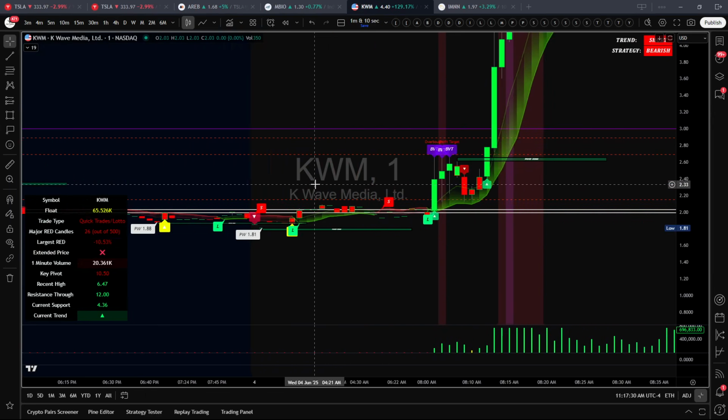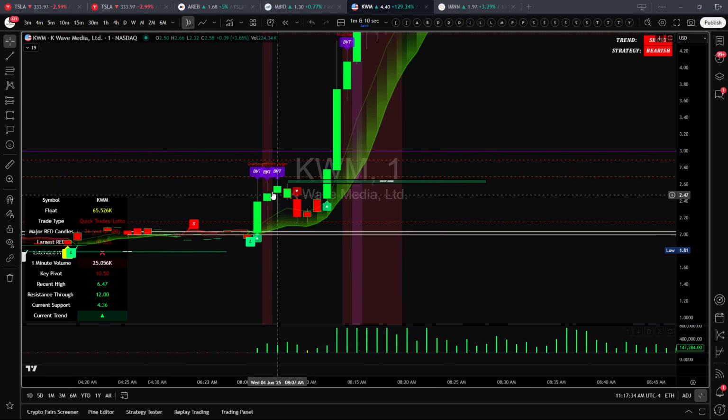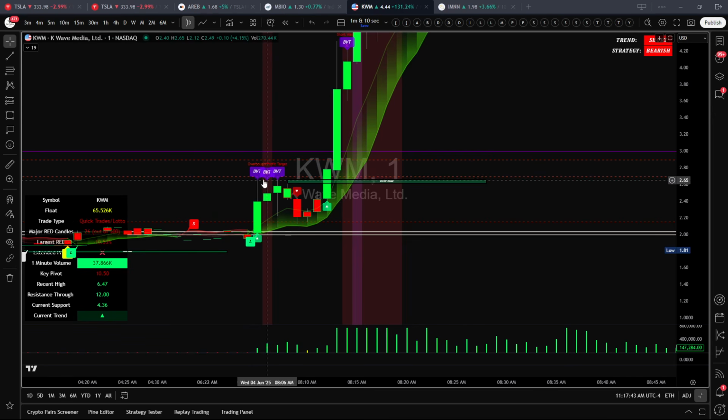KWM in the morning, you can see when we finally started to get this volume down below, that's when we start being attracted to it. We had the BVTs letting us know, hey, be careful. This is a bullish vertical trend. That is a red flag. So we might want to adjust our size or maybe just avoid it, right? So I avoided that setup.